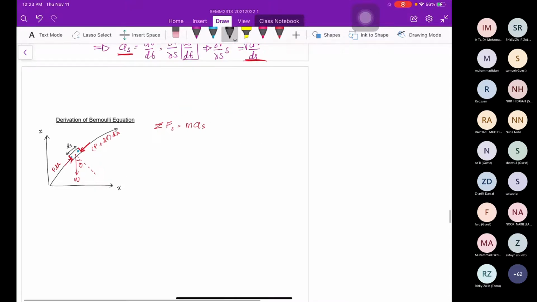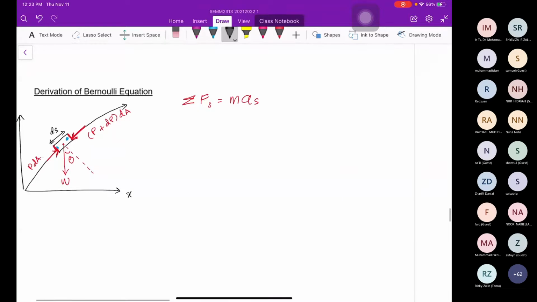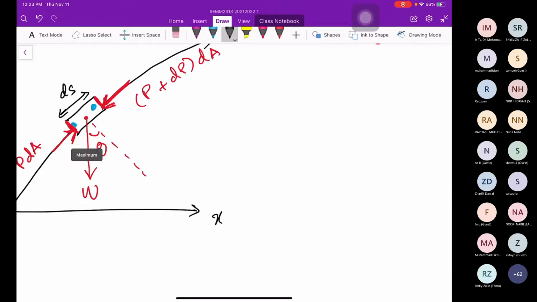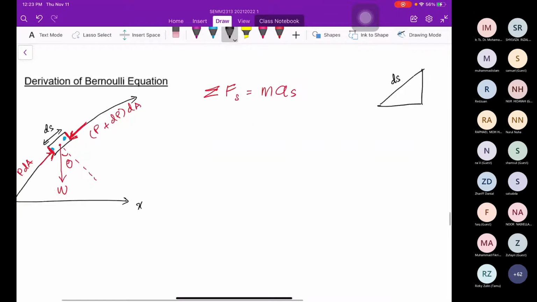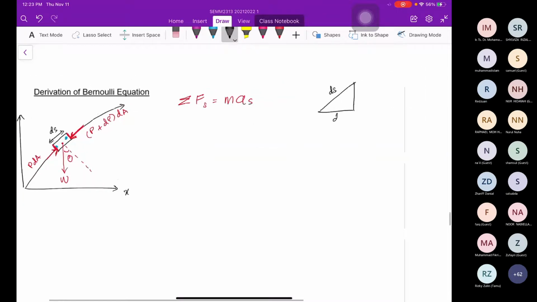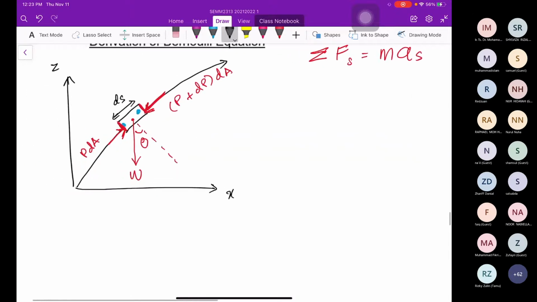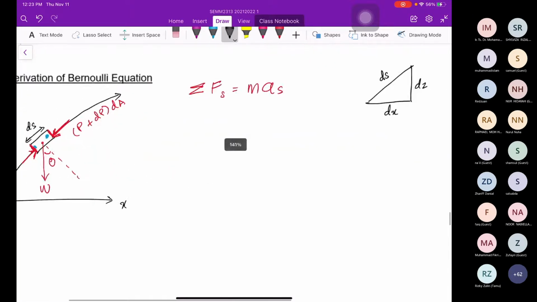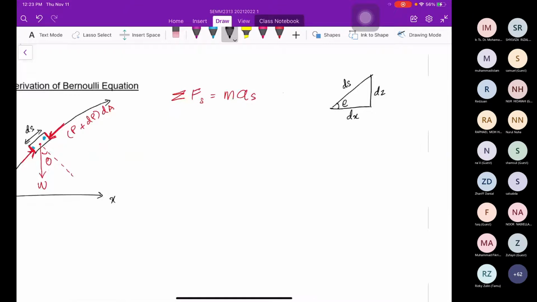So from here, I want to show you from this one, I put this triangle. So this is the change of s. Remember, this is s, and then this is the change in x, and this is the change of z. This theta refers to this theta.